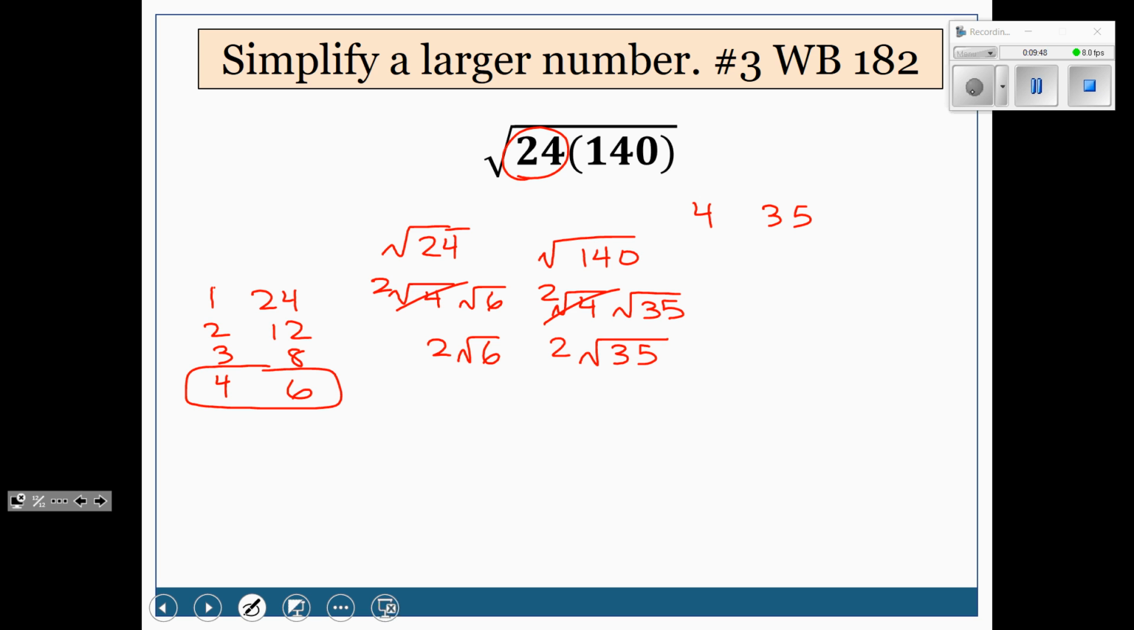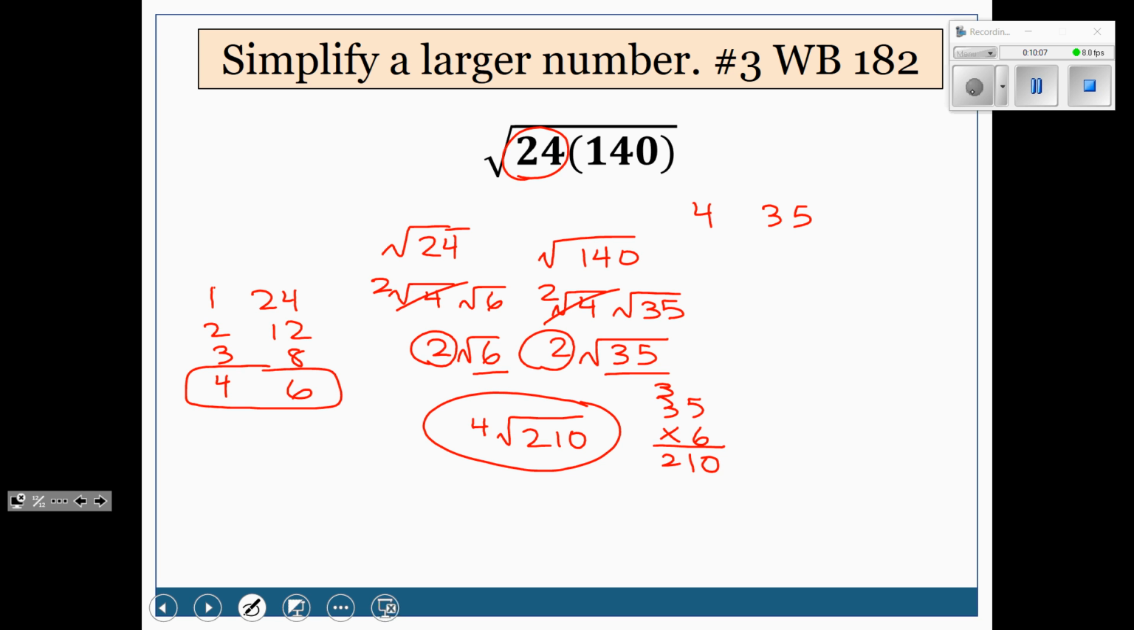We haven't done this in a lesson yet, but when you get to this point, you can multiply what's outside together. 2 times 2 is 4. And you can multiply what's underneath together. And 35 times 6 would be 210. So here's our final simplified answer. It gets a little longer and it just takes practice. I hope this helps with simplifying radical expressions.